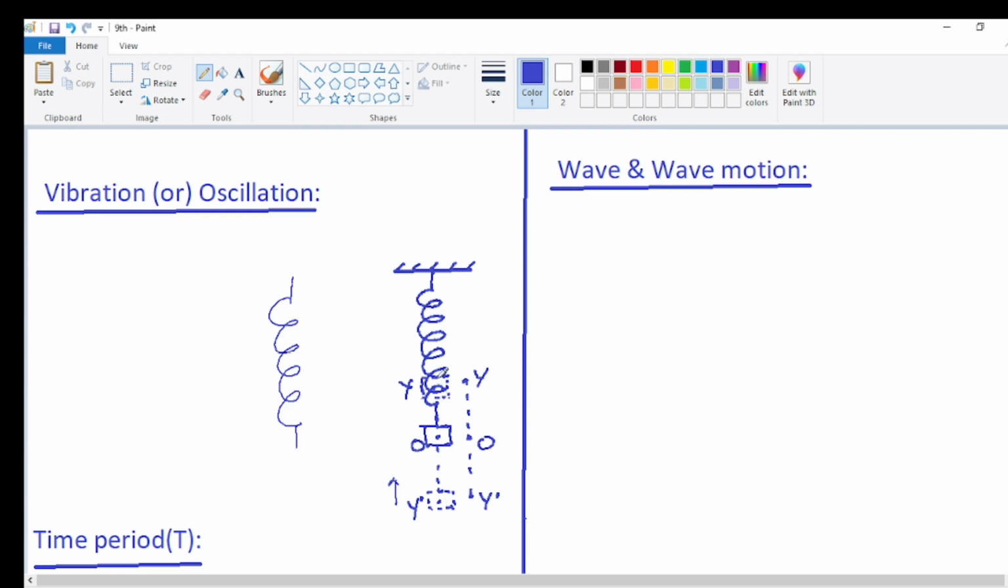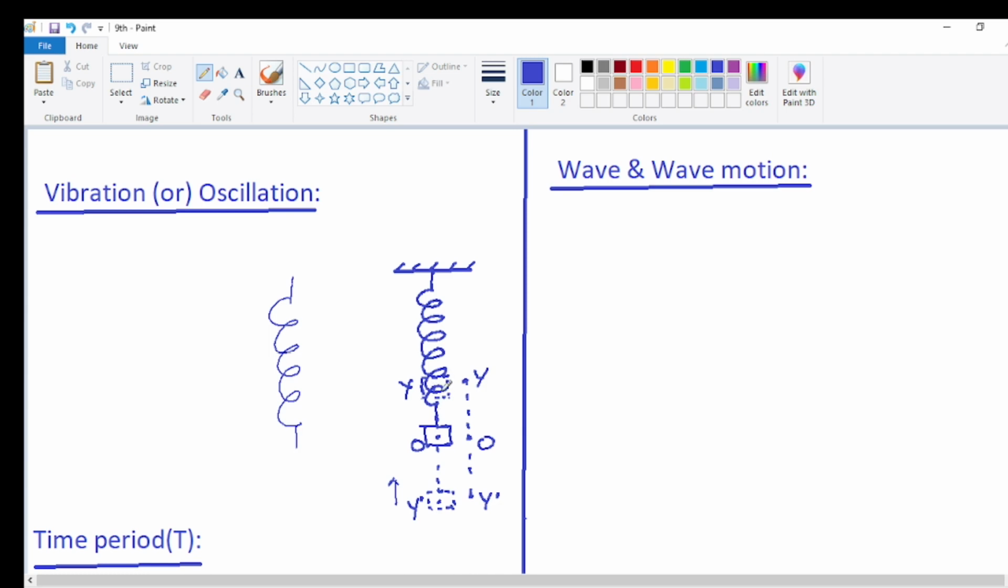Now from the state of compression, the spring will push the load down. So by the time the load moves down to its original position, again it will acquire a high speed. Again, because of inertia of motion, it will not stop at this mean position. It will further move downwards. So this way it will be moving downwards, upwards.